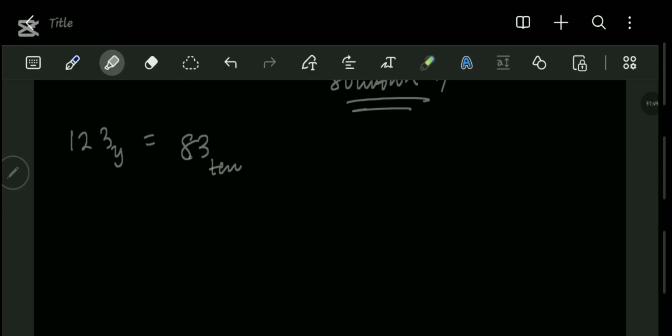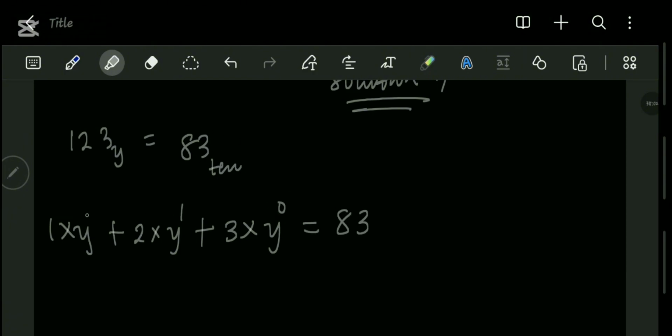This number is already in base 10, so we are not working on that. So we just work on this one here and convert this to base 10. So having 1 multiplied by y to the power 2, plus 2 multiplied by y to the power 1, plus 3 multiplied by y to the power 0, and that's equal to 83. This is already in base 10, so I'm leaving it like that. So y squared times 1 is still y squared. y to the power 1 is y times 2 is 2y, plus y to the power 0 is 1, and 1 times 3 is 3, and that's equal to 83.